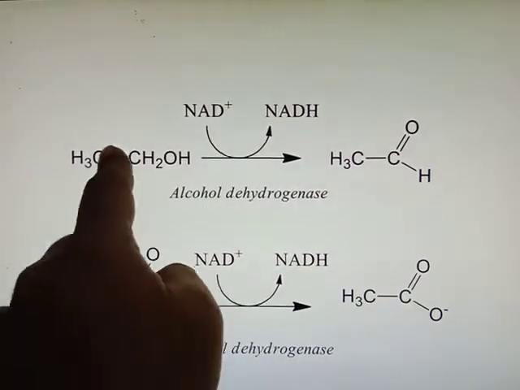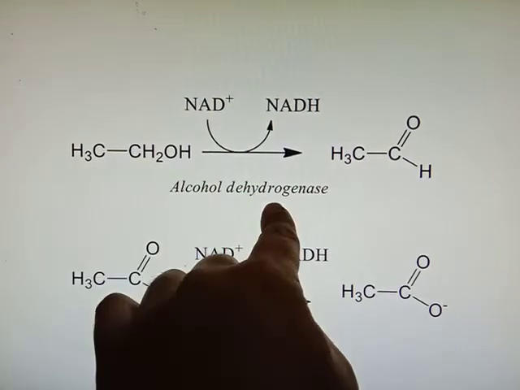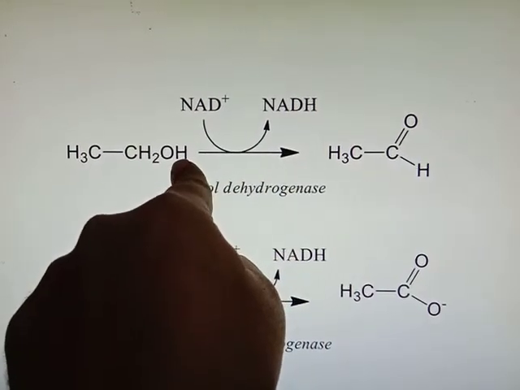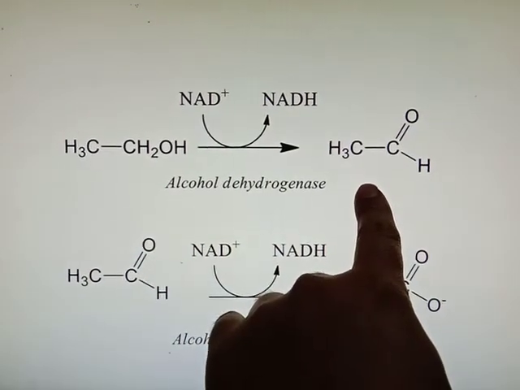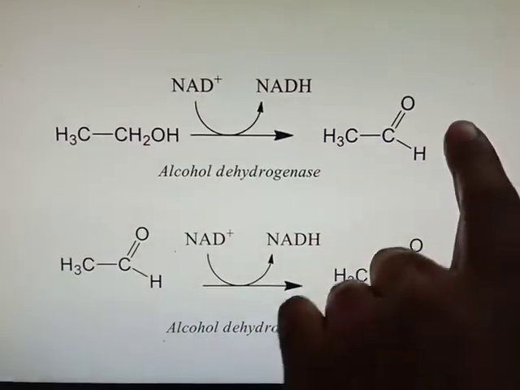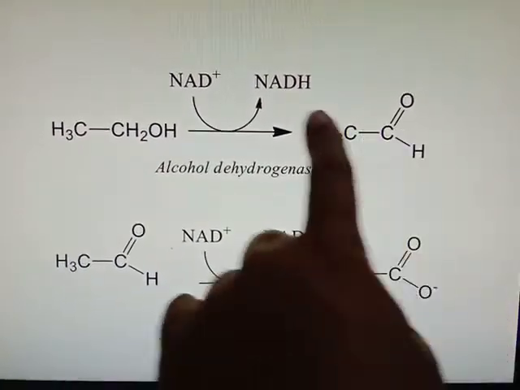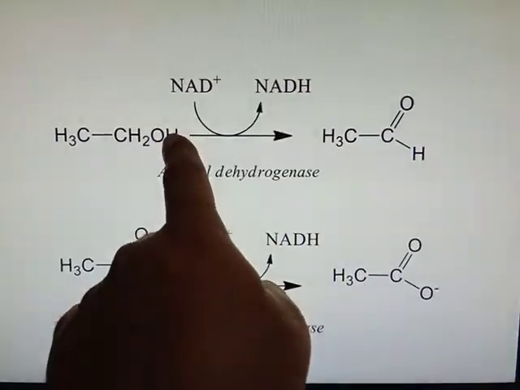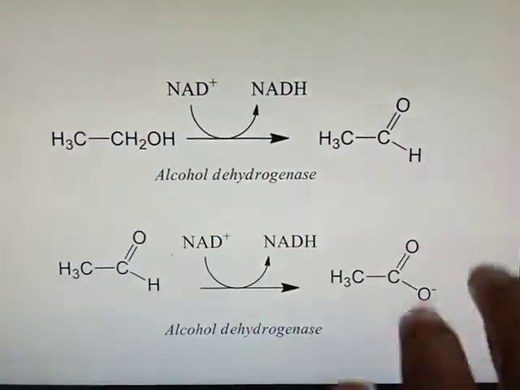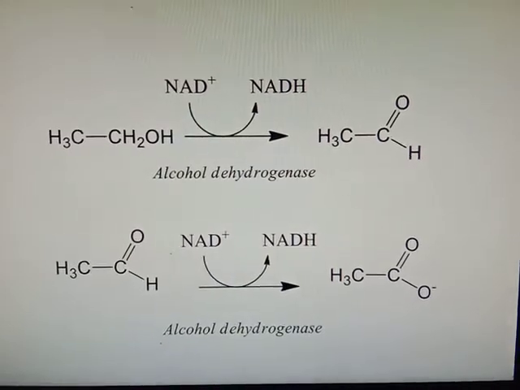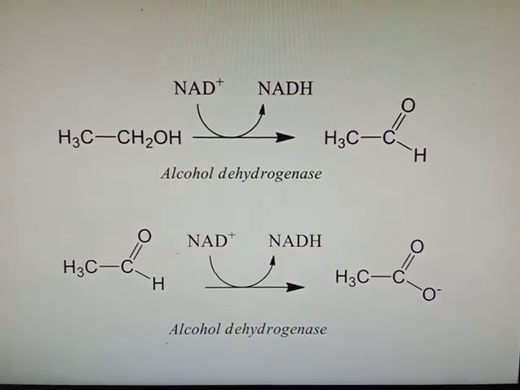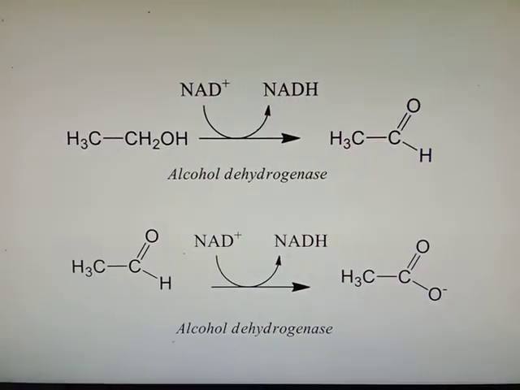Here you can see alcohol dehydrogenase. It is an NAD dependent dehydrogenase. Here the hydrogen is removed from the molecule, but it is not accepted by oxygen. That's why there is no formation of water. Only hydrogen is shifting from here to NAD to form NADH, not to oxygen. Here hydrogen is shifting to NAD, not to oxygen, in dehydrogenase, whereas in oxidase it is shifted to oxygen.